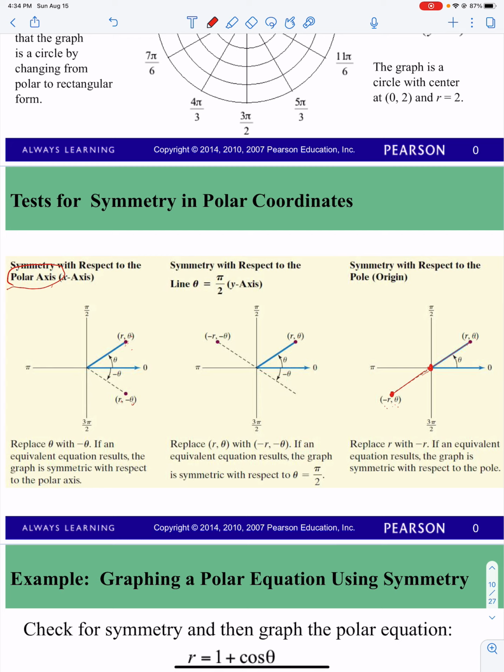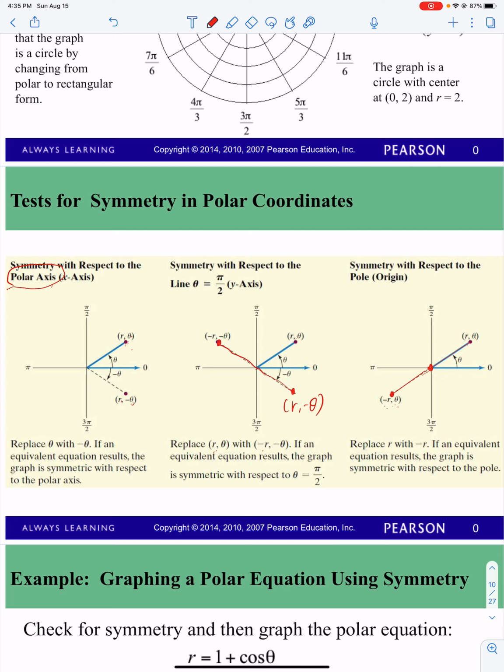So r theta, if you change to negative r theta, it is actually symmetric to what? Origin. Now how could we change r theta to negative theta? First, I change r theta to r negative theta, which is right here. And what happens with negative r? Instead of going this way, what will you do? Go to the other one.